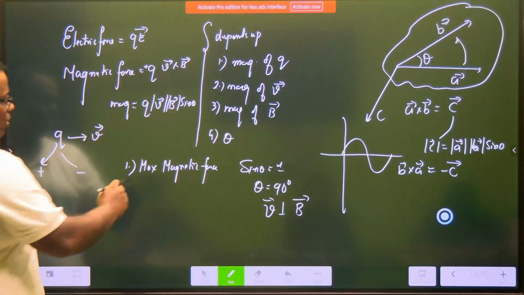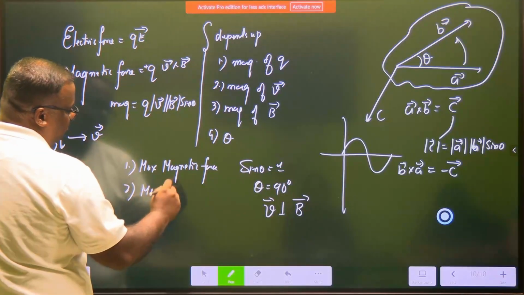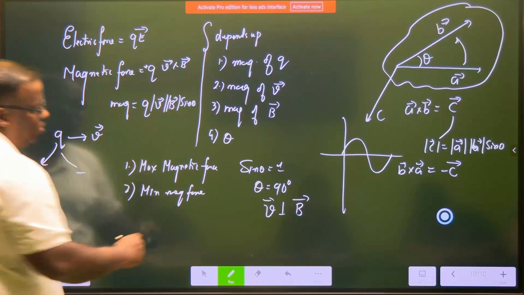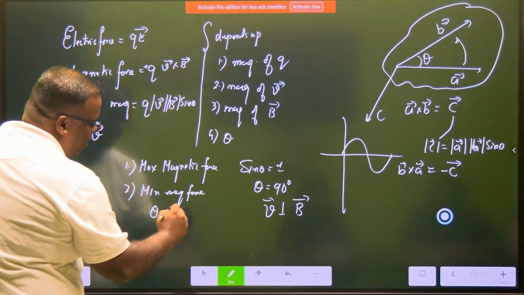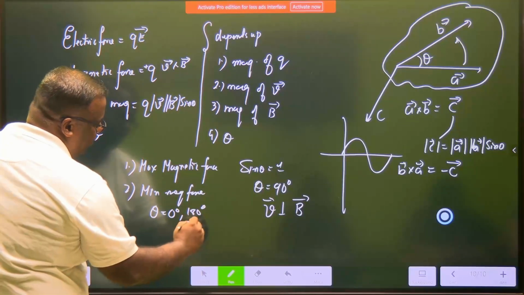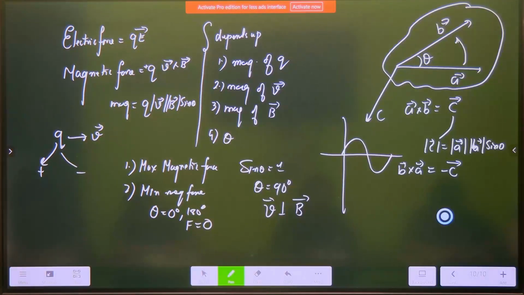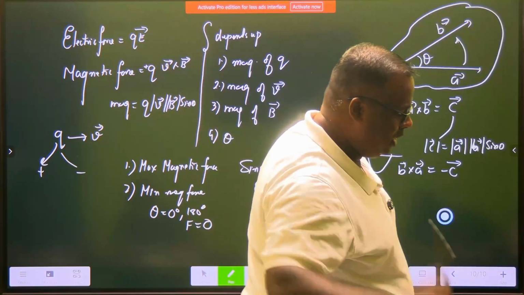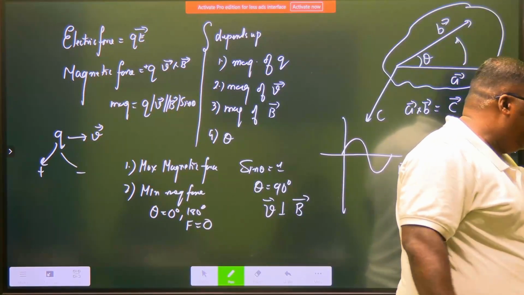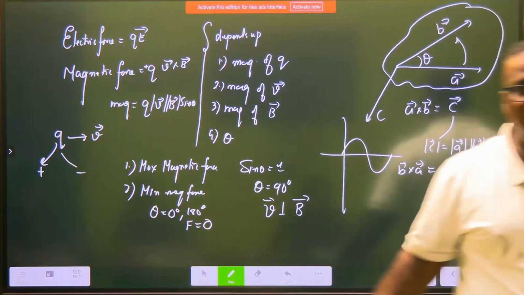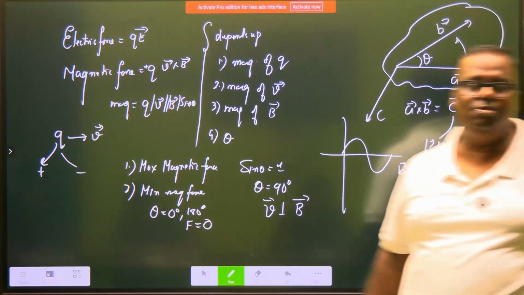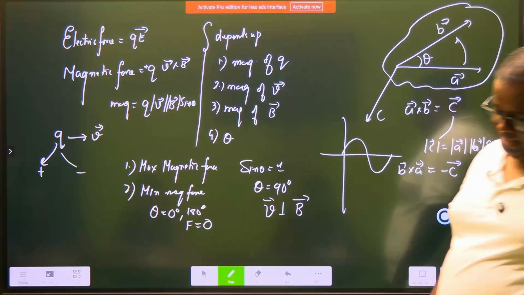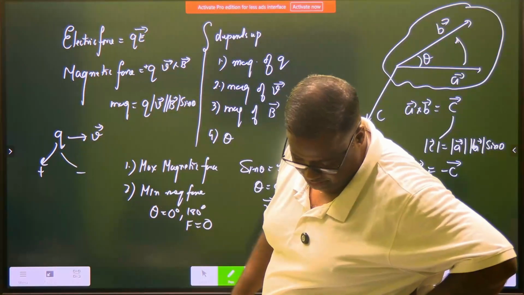Right. So let's see what is minimum. Minimum magnetic force will be when theta is equal to 0 degrees or 180 degrees, then the magnetic force ceases to exist. If you are a charge, whether positive or negative, moving along the direction of the magnetic field or opposite to the direction of the magnetic field, in either case you are creating a sine 0 or a sine pi and its value is 0. Clear? Excellent.